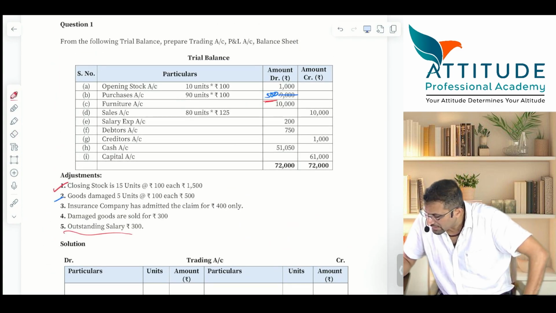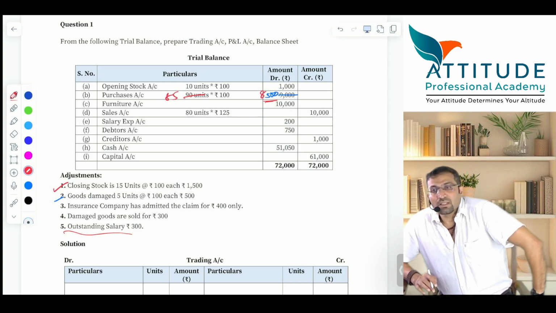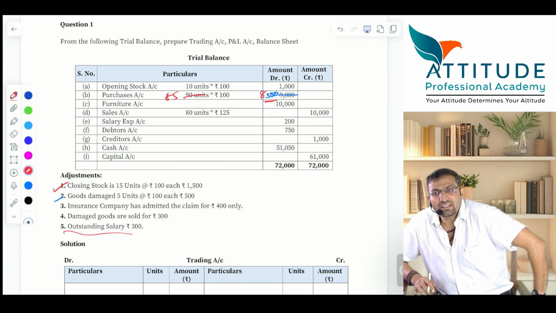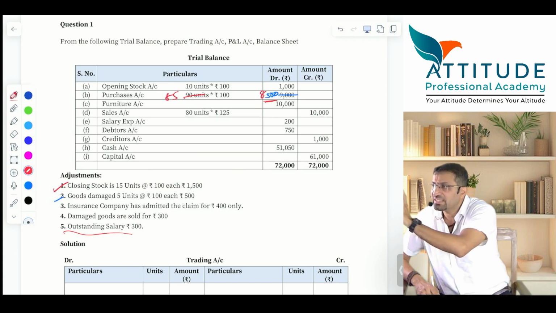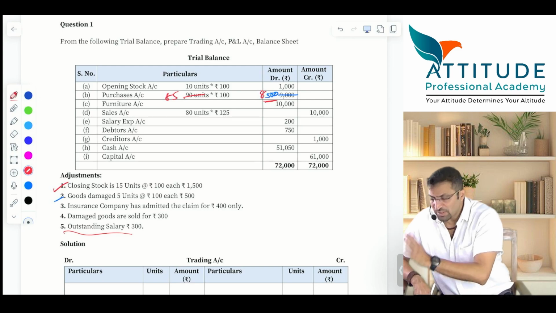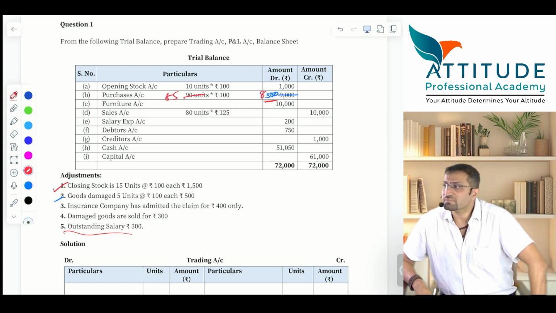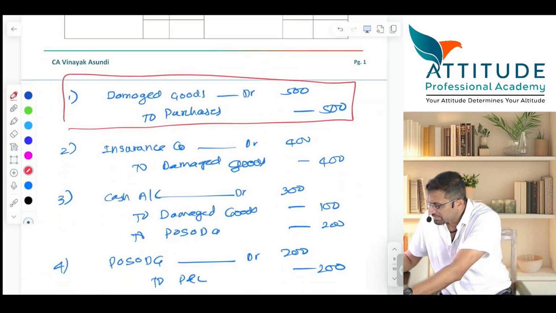कितना? ये आ गया 85, ये आ गया 8500. Clear? Are you able to get it? Any difficulty? Understood? This is one more way of doing it. It is not necessary that everything you should adjust with trading account. You can adjust with purchases also. अर्थ आता है? Any difficulty?